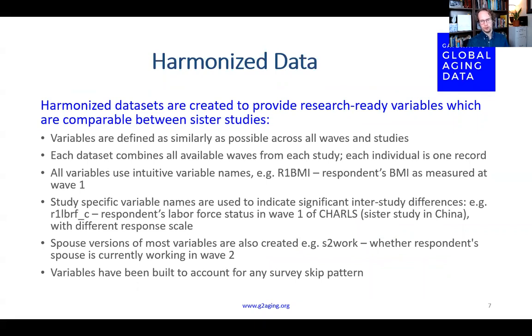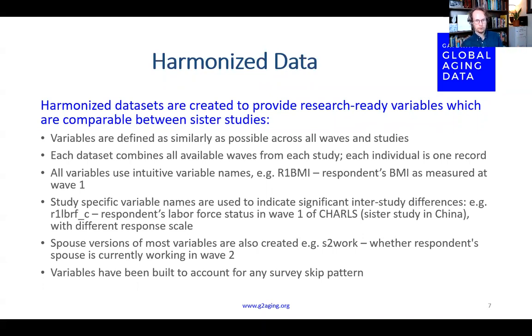Partly to give researchers more access to all of these study data in a form which is a little easier to start to do research cross-study with, we at the Gateway to Global Aging Data have developed harmonized data sets. They're created to provide research-ready variables which are comparable between sister studies. So variables are defined as similarly as possible across all waves and studies. Each data set combines all waves from each study and each individual as one record. And that means it's a fat file, so it's quite long.